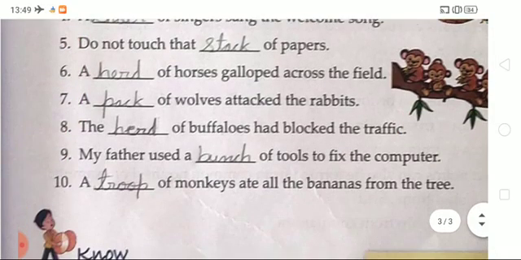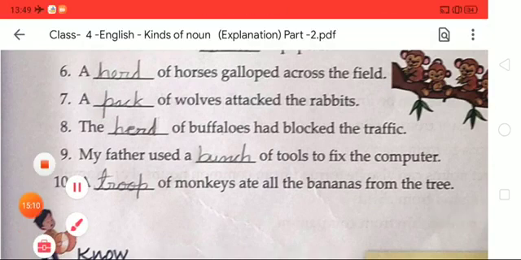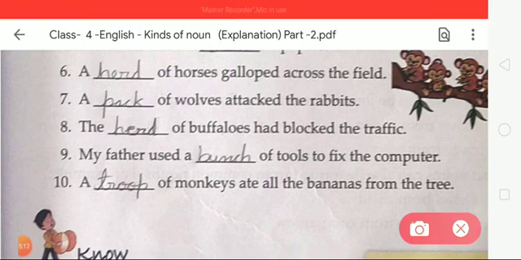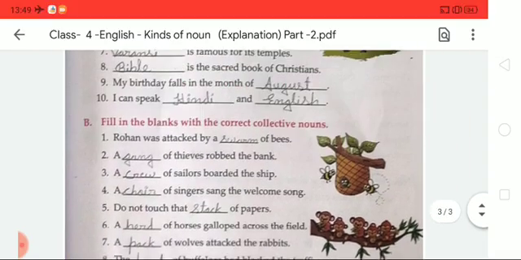Now the next, number 9, my father used a dash of tools to fix the computers. Here we have to write bunch, B-U-N-C-H, bunch. My father used a bunch of tools to fix the computer. Now the last one, a dash of monkeys ate all the bananas from the tree. So here we have to write troop, T-R-O-O-P, troop. Okay student, so like this you have to complete this exercise B.